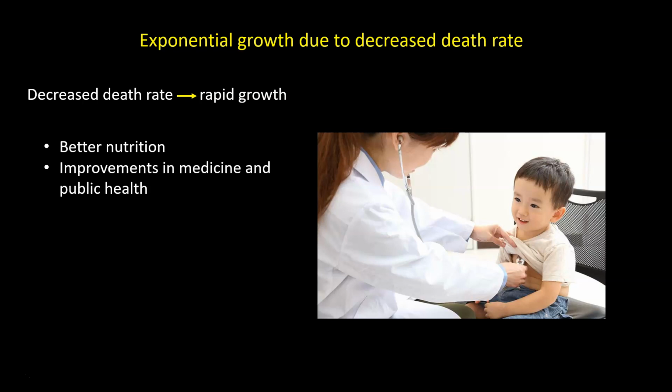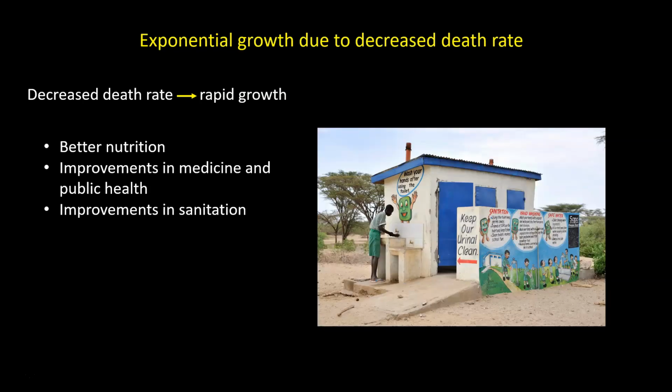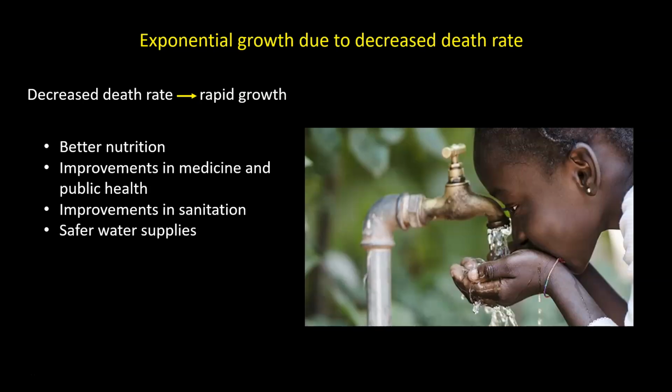People have access to doctors who can prescribe drugs to treat illnesses. We have better sanitation available to us. And additionally, our water supplies are safer than they once were. All of these factors have combined to bring the death rate down, which has in turn caused our population to increase.